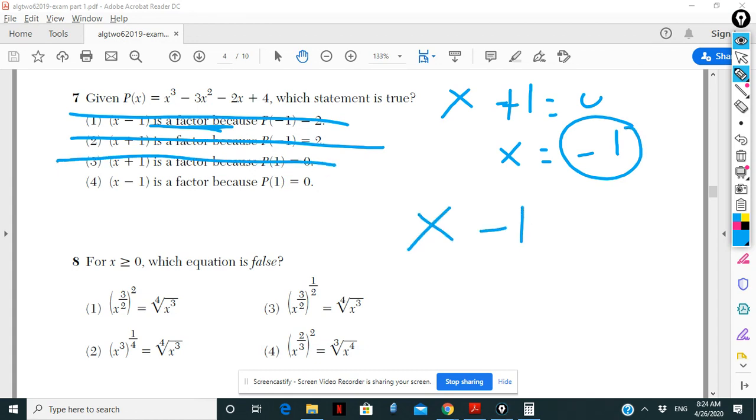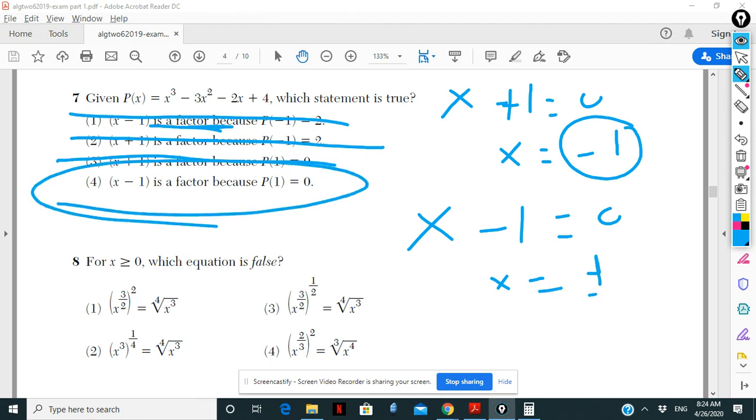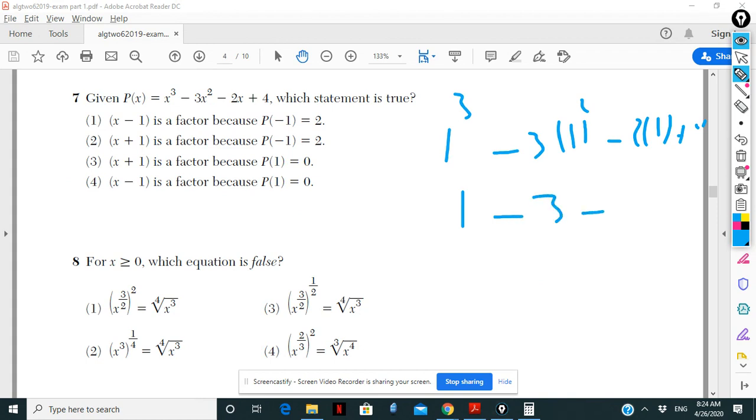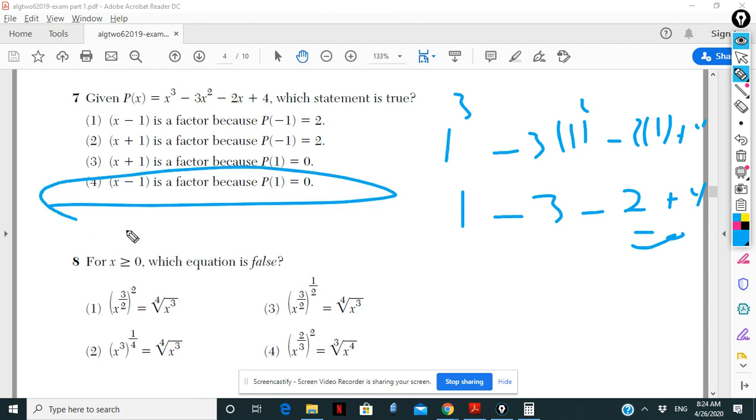But when x minus 1 equal to 0, x equal to 1. And we can plug in here 1. So 1 cubed minus 3 times 1 squared minus 2 times 1 plus 4. That's going to give me 1 minus 3 minus 2 plus 4, which is 0. So the answer is 4.